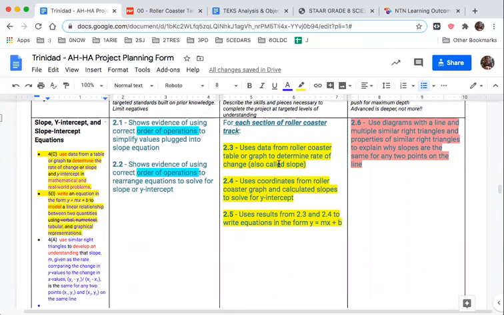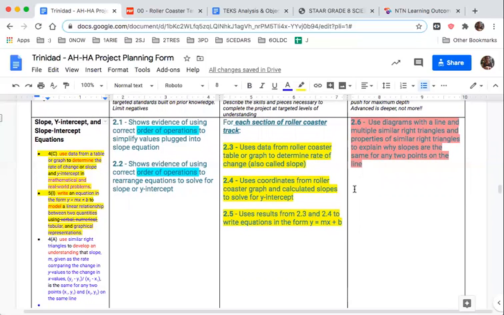In this case, for my roller coaster, I'm looking at using data from a table or graph to determine rate of change, which is in 4C, or slope. Also to use that same data to solve for the y-intercept, which is also in 4C. And then to use the results from those two skills to solve for equations in the form y = mx + b.